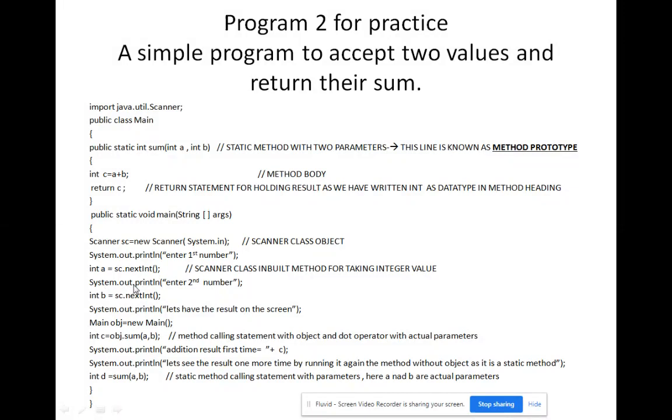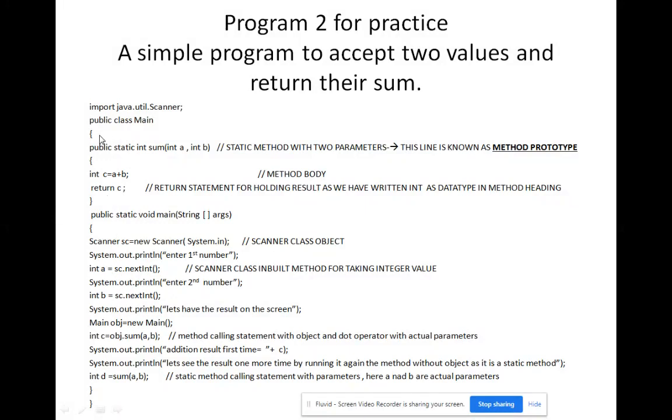Again, I have written a statement for the user, enter second number, and the user will enter the next number, which will be held by the b variable. Again, I have declared these two variables. Declaration is a very important part. Now I want to show one thing: as I have declared c inside the sum method and a, b here in the main method, these are the local variables of the methods.